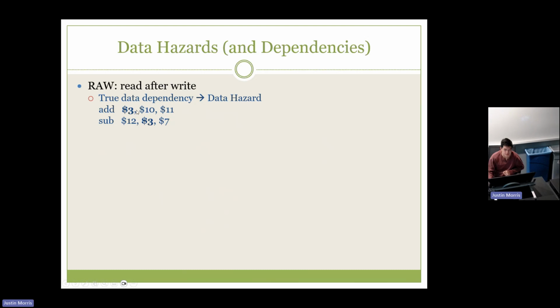So we have this dependency. We have to stall the sub instruction until we can get the data from the add instruction to the decode stage of the sub instruction. And if we didn't do that, then subtract would use the old value of register 3 instead of the new one, and our resulting implementation of the data path would be incorrect, right? We wouldn't get the expected results for programs.